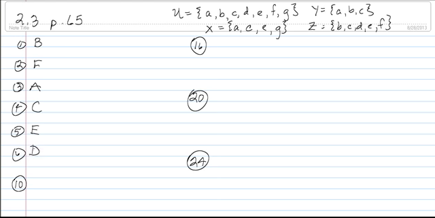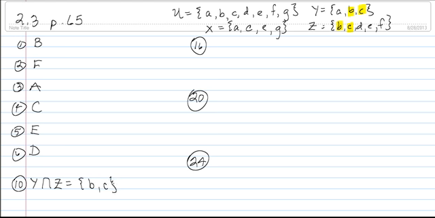All right, moving on to number 10, we're given a universal set that contains the letters A through G. Y contains the letters A, B, and C. X contains A, C, E, and G. Z contains B, C, D, E, and F. So in number 10, we're to figure out what would be contained in Y intersect Z. So we're looking at Y and Z to see what they have in common. They both have B, and they both have C. So the set containing B and C.